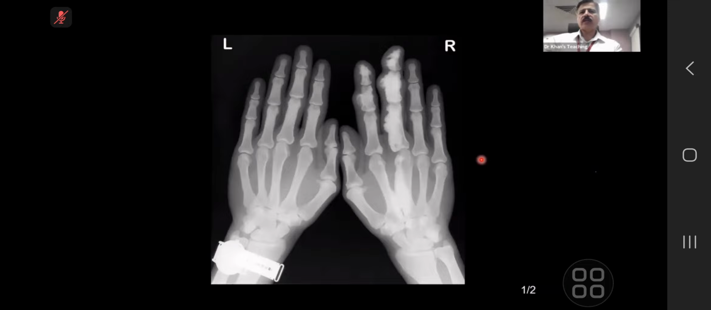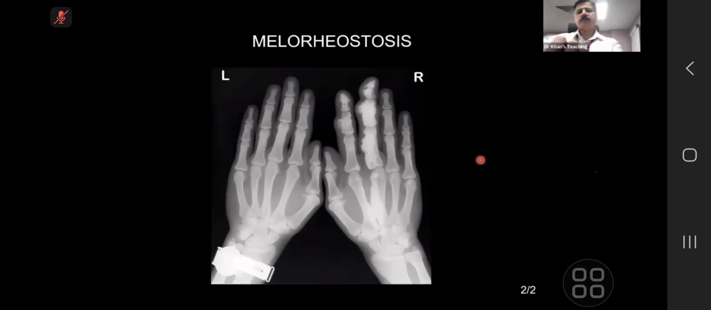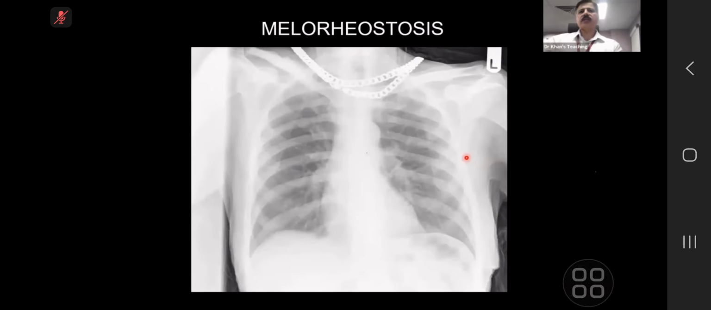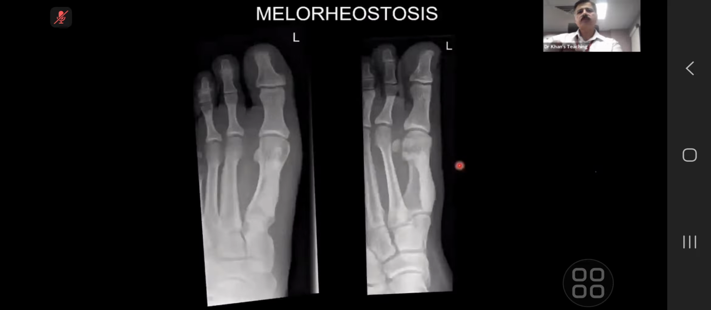And so this is in the hand, and this is in the clavicle, this one here. This is in the first metatarsal here. So if you know it, it becomes very simple. Otherwise, you will always be struggling with it.